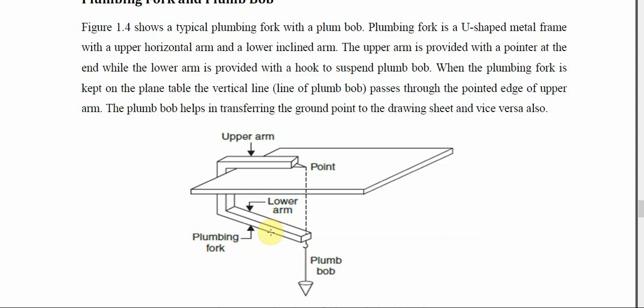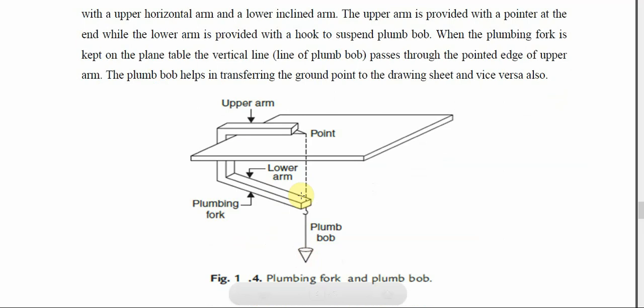When the plumbing fork is kept on a table, the plumb bob is suspended by the hook. The plumb line moves through the end of the pointer in the upper arm. At the start of the plane table survey, the plumb bob helps in moving a ground station, that is a point which is marked on the ground, to the drawing sheet.